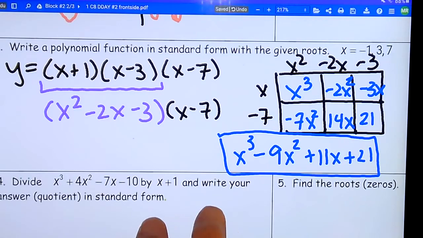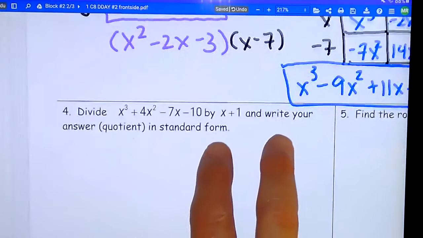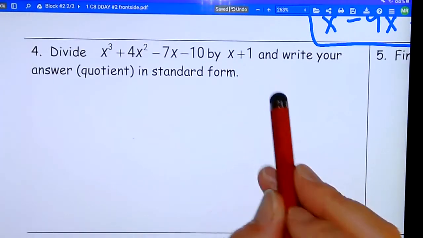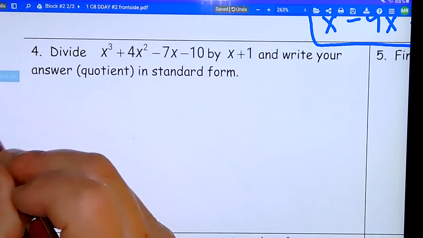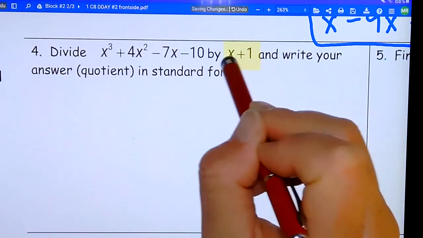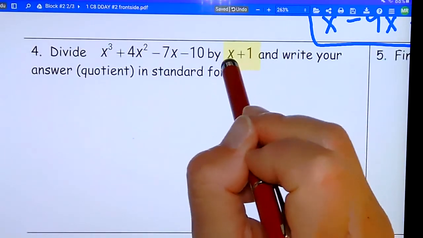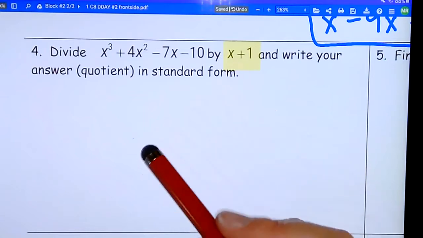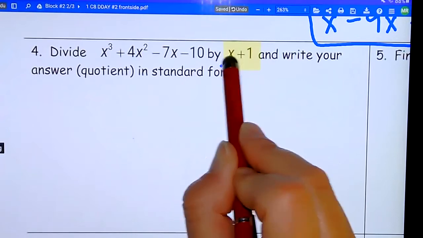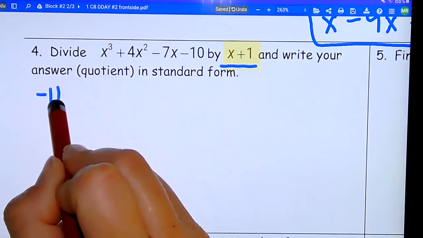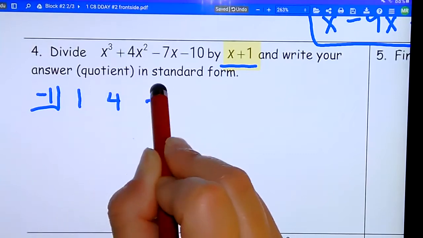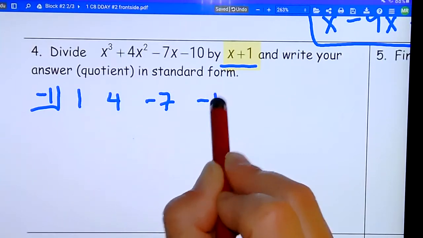Number 4. They're asking us to divide, and then write out your quotient. We're going to write out what we get when we divide. Now, this x plus 1, if it is a linear factor with an x, not a 2x or a 3x or a 4x, just a plain x, I would do synthetic division. So I'm going to do synthetic division. Whatever makes this 0, that's what I'm going to put here. And then let's write 1, 4, -7, -10.